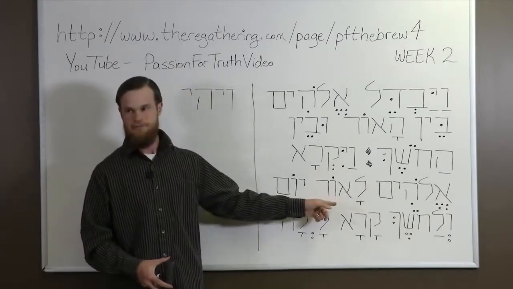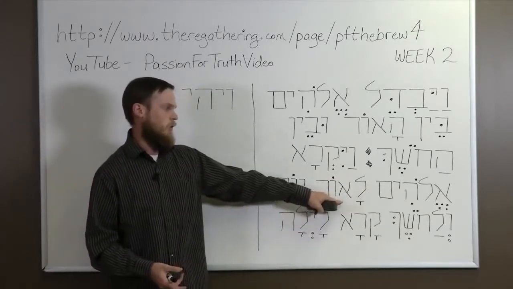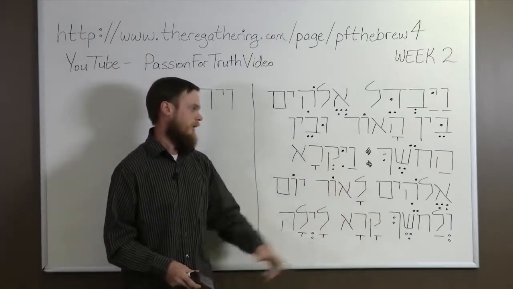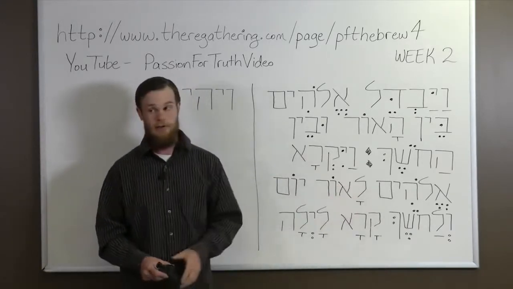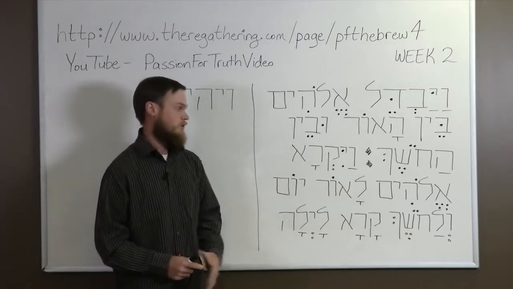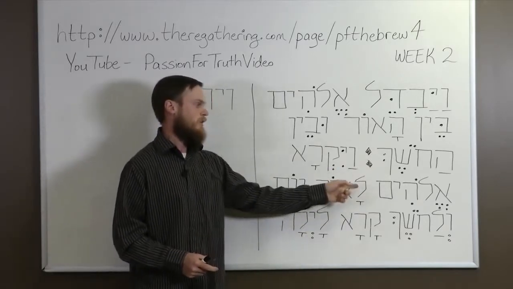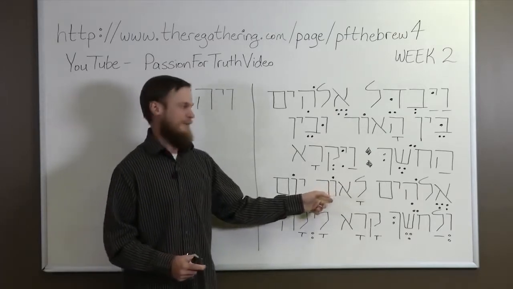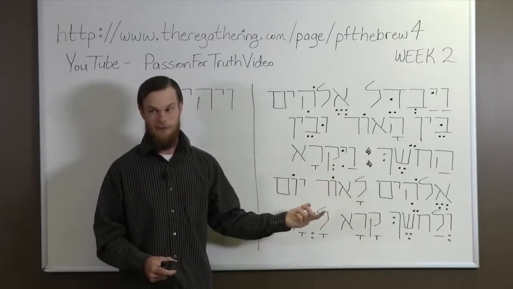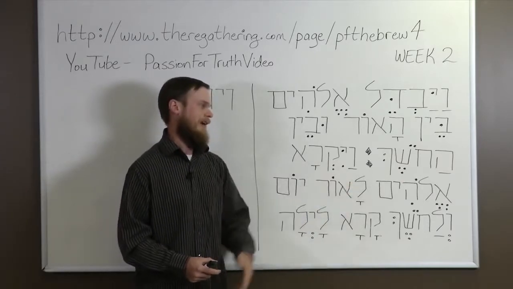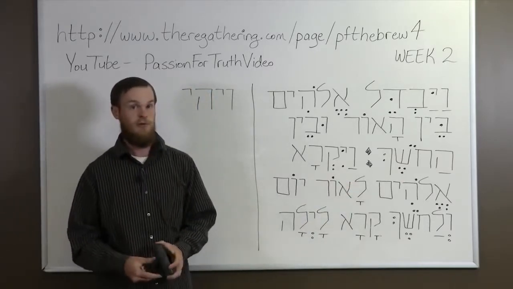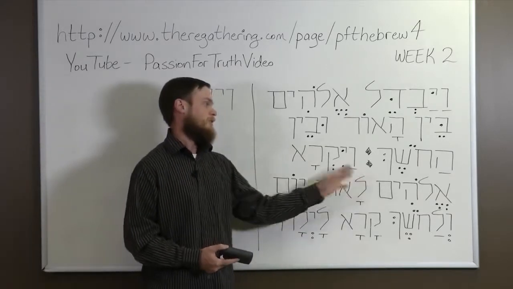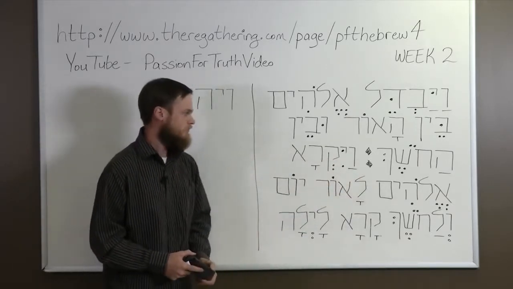La'or. Okay, we recognize 'or as light. We've got a lamed prefix, and it's got a qamets vowel underneath it. So we know that he called to the light. That's right. We're taking the vowel from the definite article and the lamed from the prepositional prefix, which means to or for. Okay, so God called to the light.